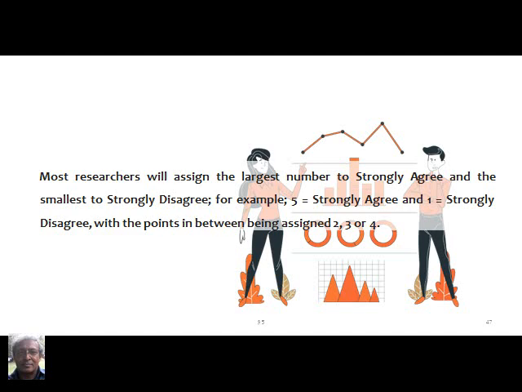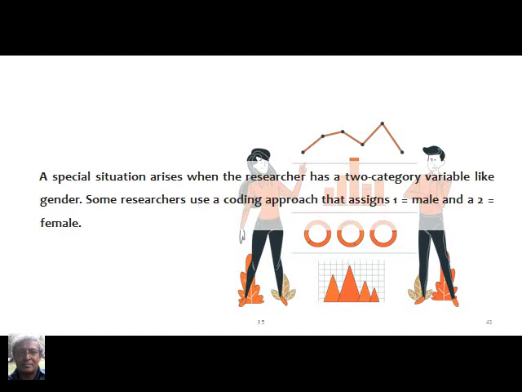Most researchers will assign the largest number to strongly agree and the smallest to strongly disagree. For example, 5 equals strongly agree and 1 equals strongly disagree, with the points in between being assigned 3 or 4. A special situation arises when the researcher has a 2-category variable like gender.